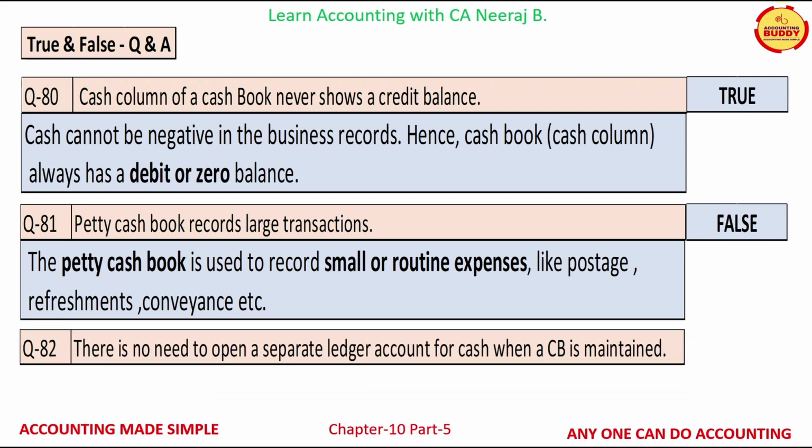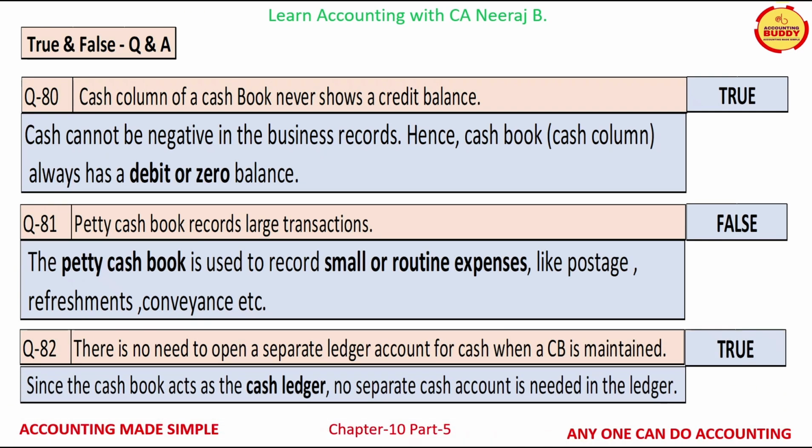Question number 82. There is no need to open a separate ledger account for cash when a cash book is maintained. This is a true statement. Since the cash book acts as the cash ledger, no separate cash account is needed in the ledger.